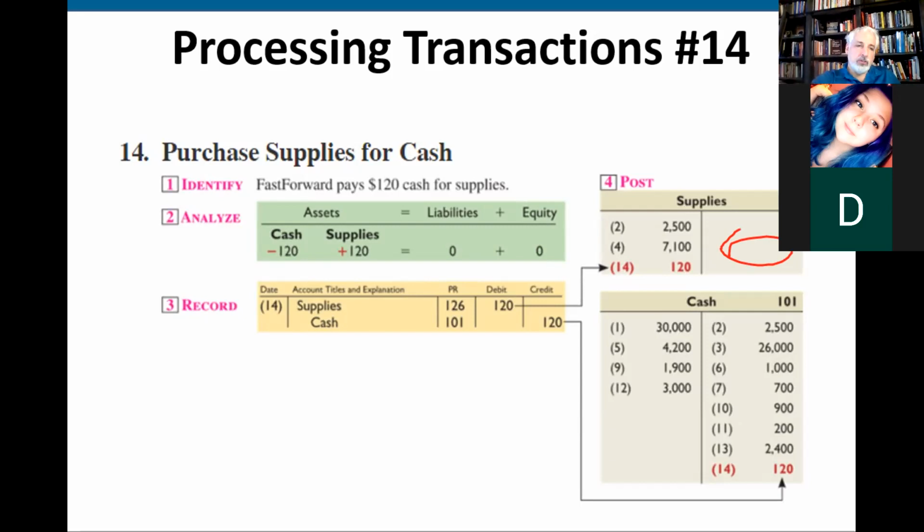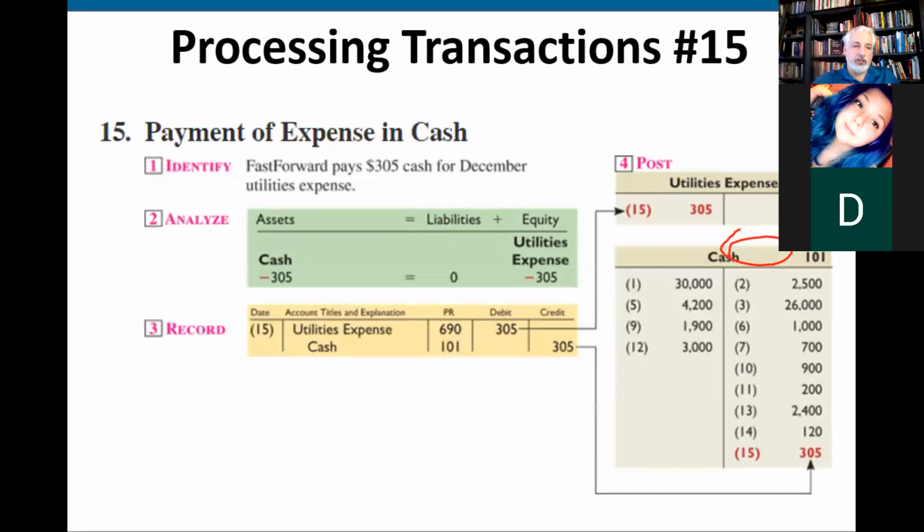All right. So 2 more transactions. Let's take a look. Payment of expenses in cash. So utilities, we wrote the check right away. We didn't make a payable out of it. We debit the expense, we credit the cash for $305. One more cash entry.